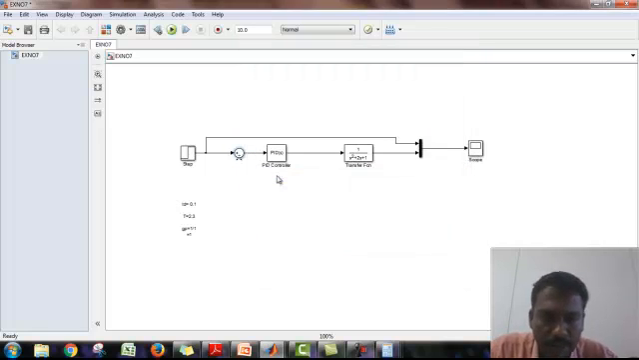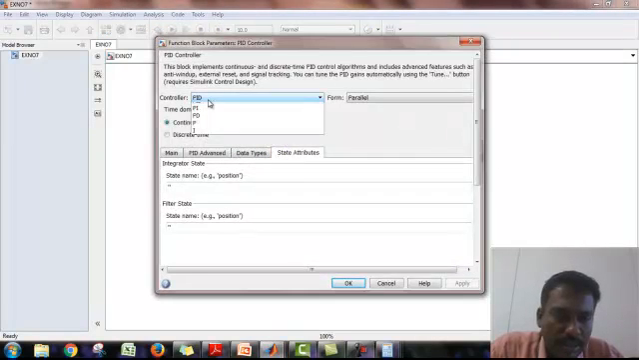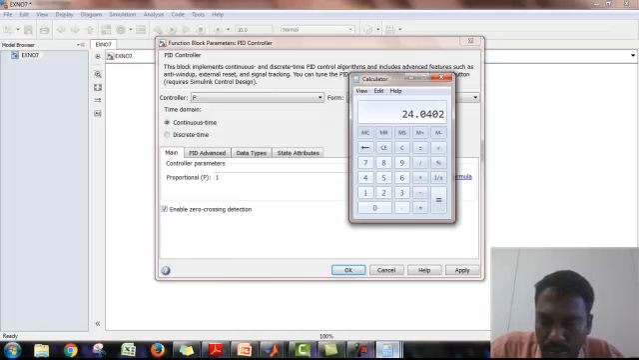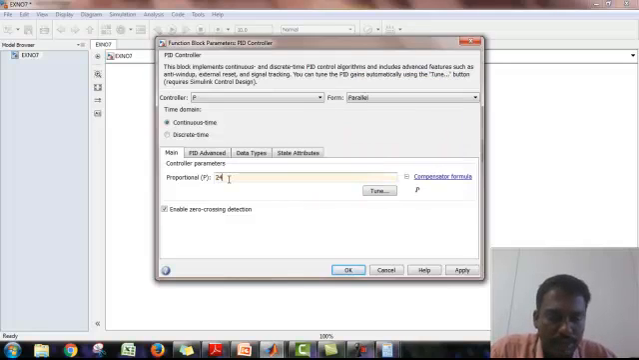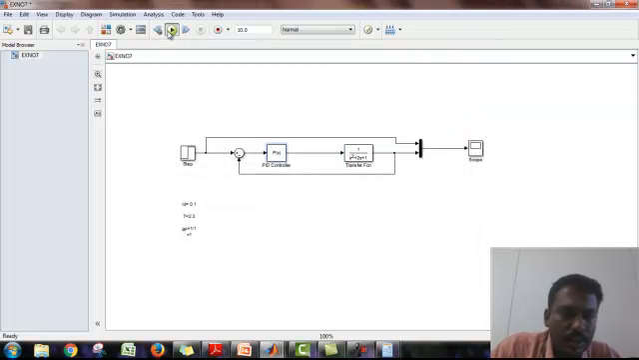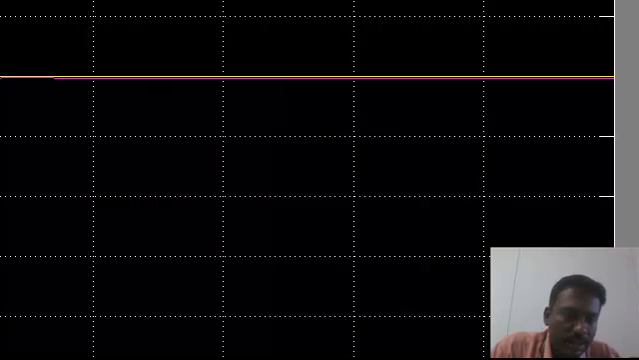Okay, then try to get the response systems, and I'm changing the proportional controller. Okay, so I'm changing the proportional controller, and the value it is getting is 24.04. Okay, so I'm fixing 24.04, fixing the proportional value. Okay, and I'm going to run the simulation. Getting the scope.